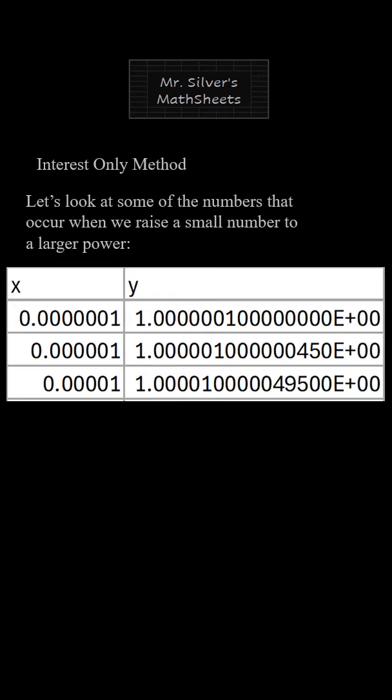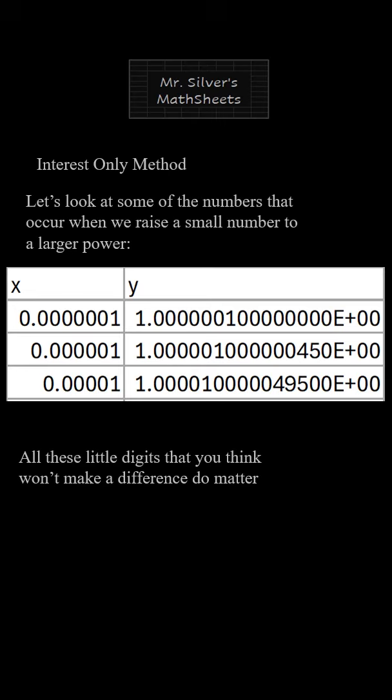Each row is the previous number raised to the 10th power, and you can see that the digits tend to shift left except the leading one. That means all those small digits to the right matter more than you would think. And it's important to see all those small digits if you want to calculate this number accurately.